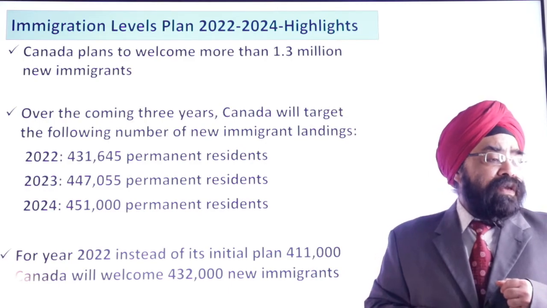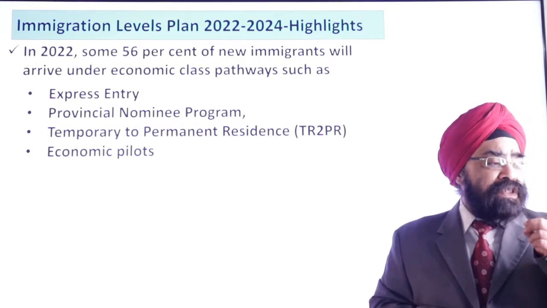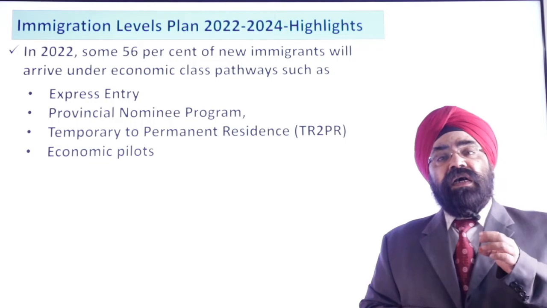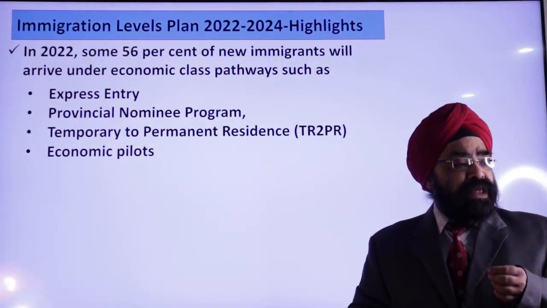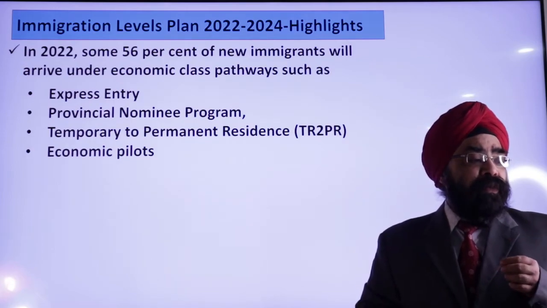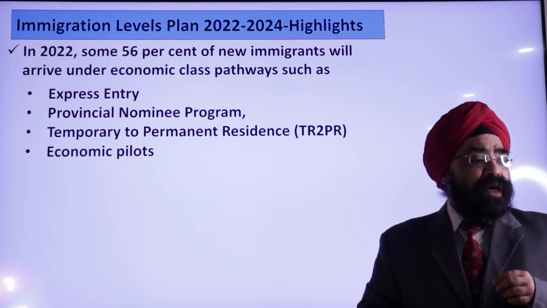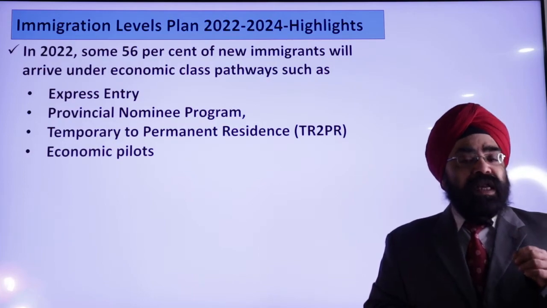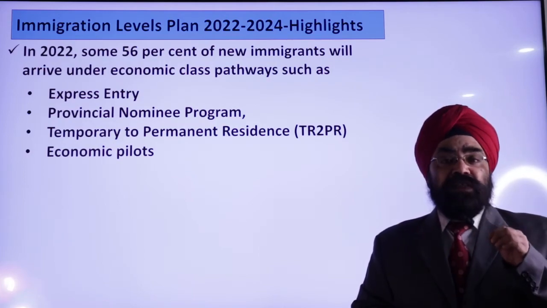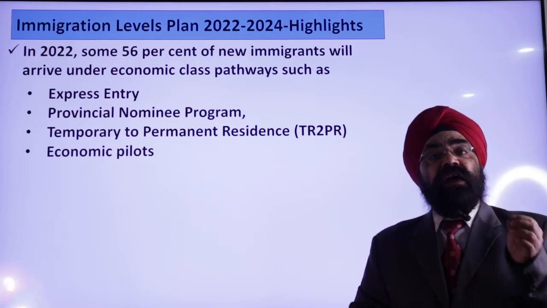Now let's move on and see what the other highlights are. As I said, economic immigration makes up 56% of the total immigrants, and economic immigrants will come under Express Entry, TR to PR, provincial nominee programs and economic pilots, making a total of 56% of it. What IRCC is looking at the moment is to land 40,000, yes, 40,000 new immigrants as part of TR to PR.